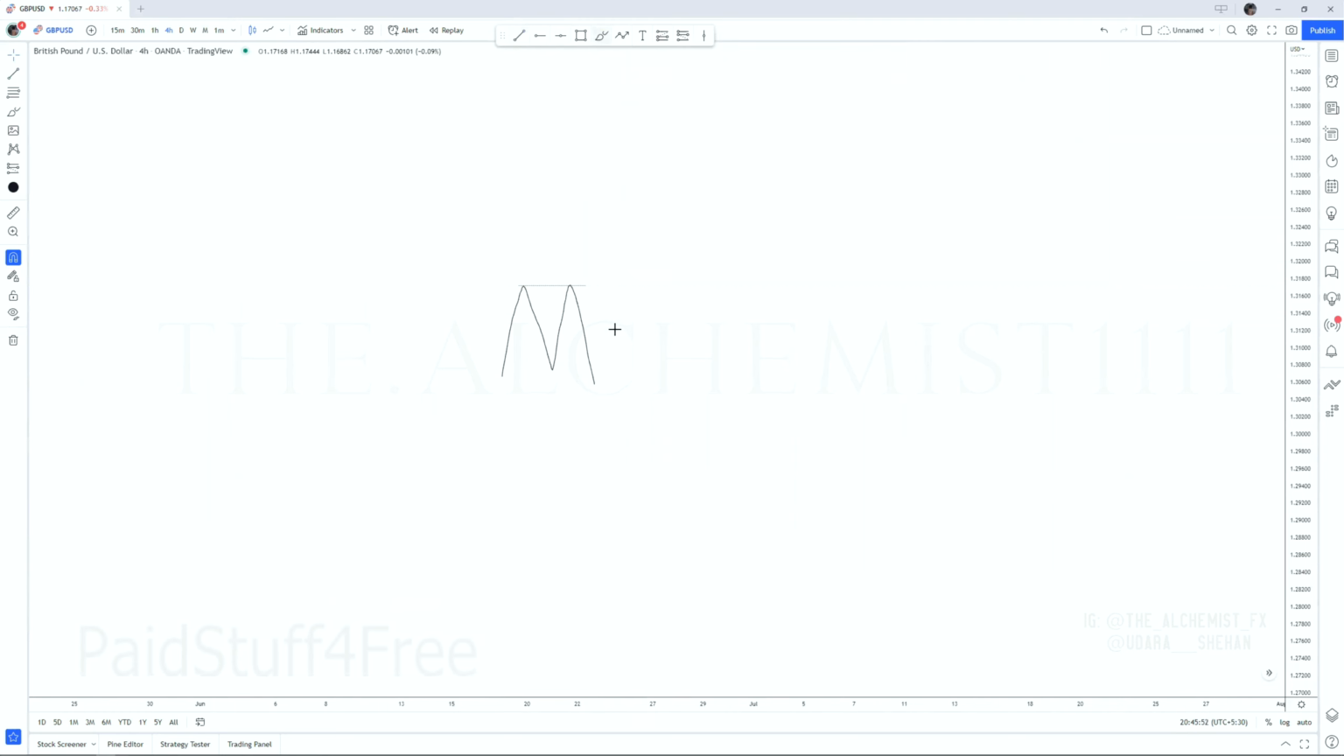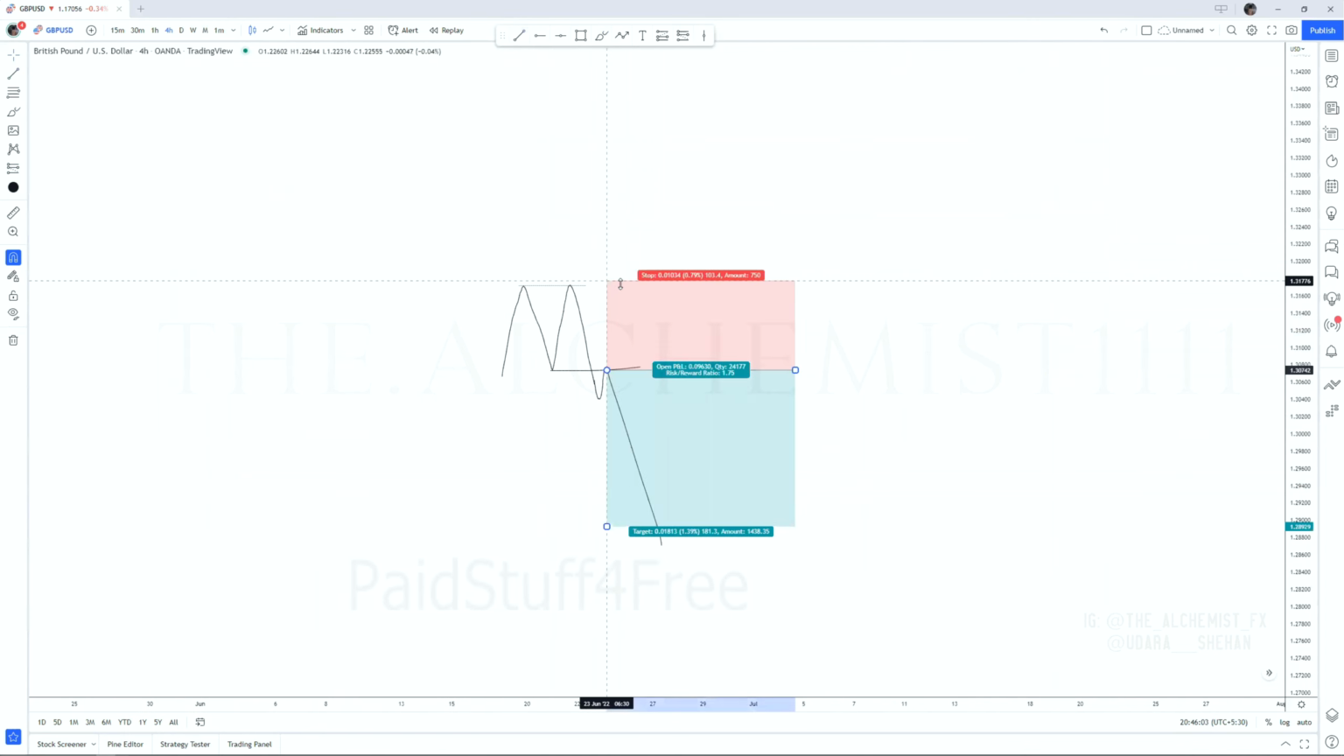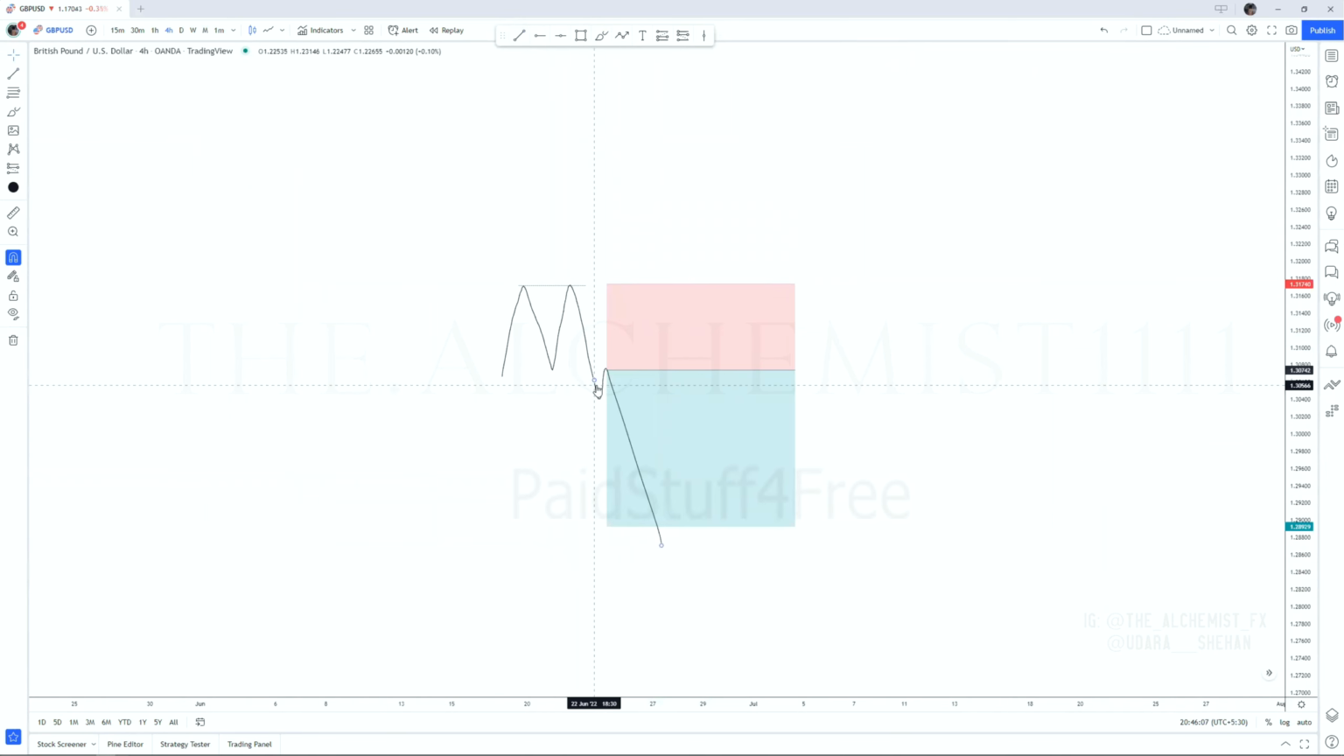Once this breaks, they'll expect a move like this. Once it gets into these areas, they'll sell, with a stop loss above the double top, and target lower prices. But smart money knows that there's a pool of liquidity resting above those equal highs.